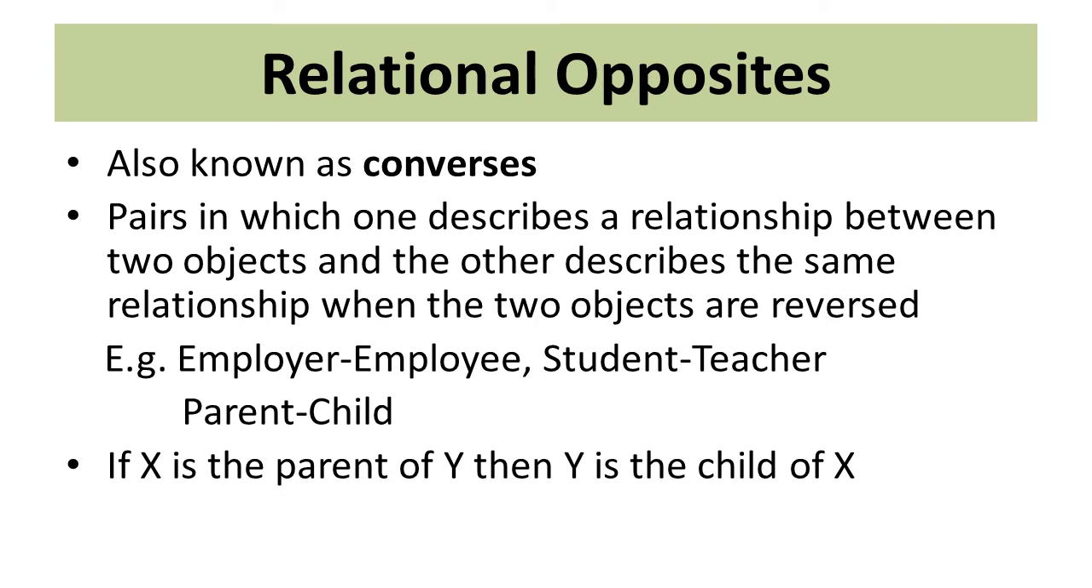Now coming to the relational opposites, which are also known as converses. So relational opposites basically denote the pairs in which one describes the relationship between two objects and the other also describes the relationship between the two objects, but when these two objects are reversed. For example, employer-employee, student-teacher, and parent-child. Suppose X is the parent of Y, then Y is the child of X. This kind of relation is denoted by relational opposites.